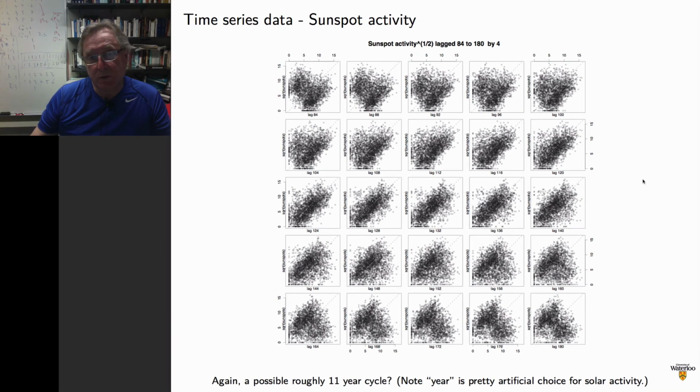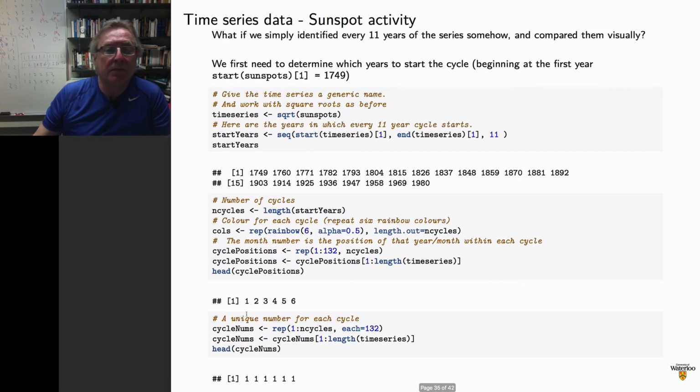Right, so looking at the square root of the sunspots, we discovered an approximate 11-year cycle by looking at these lag plots. You might want to think of other ways to investigate that possibility of the 11-year cycle. And one way is to just take every 11-year cycle and distinguish it visually in the display. So to do that, I need to identify all of the cycles, and that's what this is about here, just creating a time series.